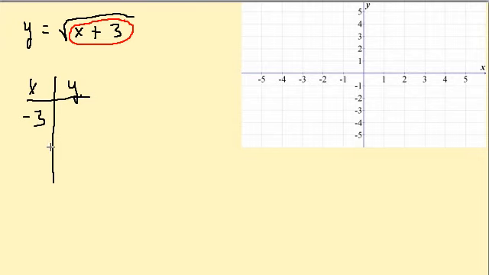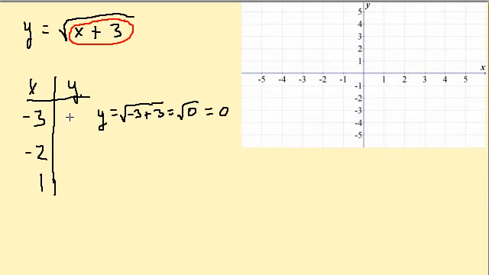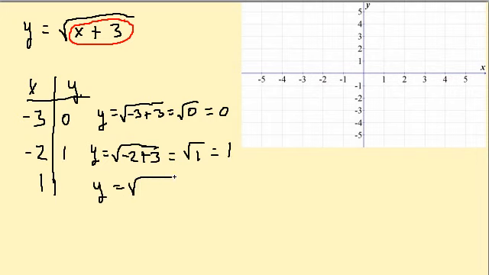So I'm going to choose -2, and I'm going to choose 1. Okay, so let's plug these in. I get y equals the square root of -3 plus 3, which equals the square root of 0, which is 0. And then I get y equals the square root of -2 plus 3, which equals the square root of 1, which is 1. And then y equals the square root of 1 plus 3, which is the square root of 4, which equals 2.